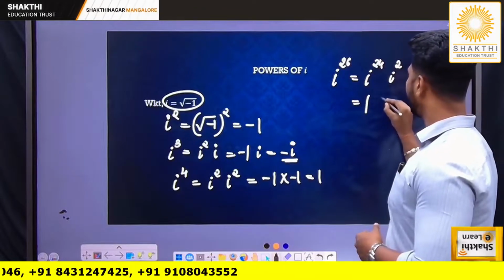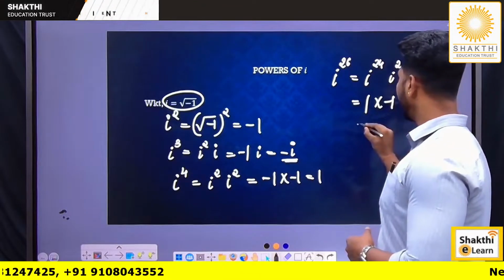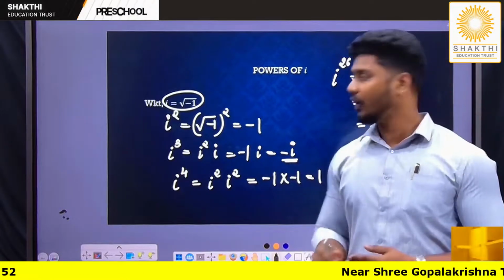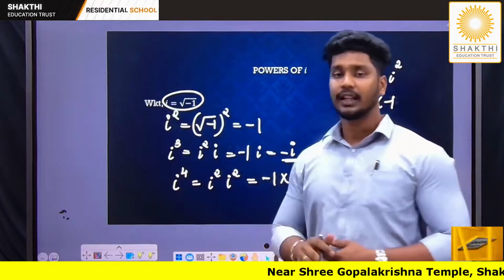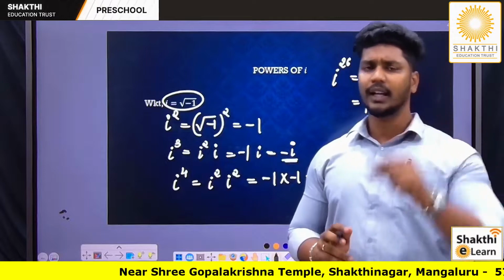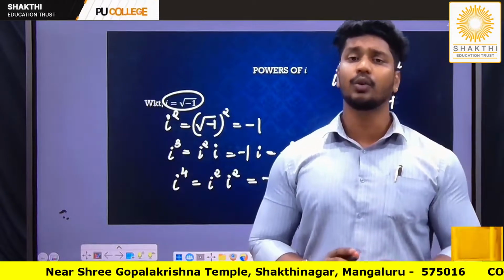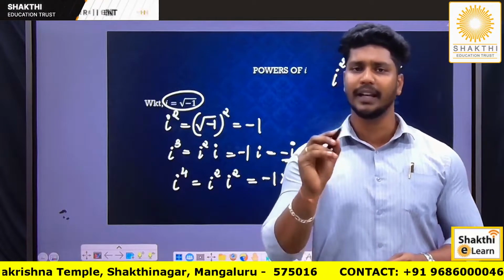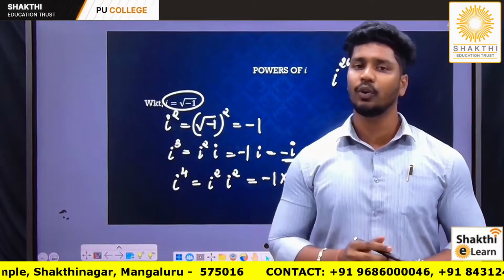Multiply to i power 2 is minus 1. So 1 into minus 1 is minus 1. Any powers of i can be found out if I know these four values: that is i square, i cube as well as i power 4. Once again I am telling you, i is nothing but root of minus 1. i square is minus 1, i cube is minus i, and i to the power of 4 is 1.